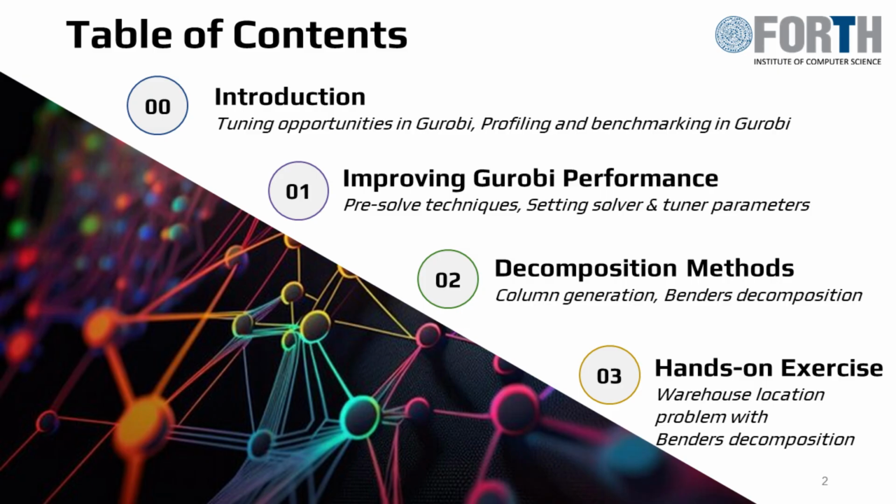The goal is not to change parameters blindly, but to understand when intervention is justified and when defaults should be trusted. We then introduce decomposition methods, such as column generation and Bender's decomposition. These approaches modify the structure of the formulation itself and can significantly affect computational behavior for large-scale models. Finally, we conclude with a hands-on exercise on a warehouse location problem implemented using Bender's decomposition, allowing us to connect theory, implementation, and observed performance.